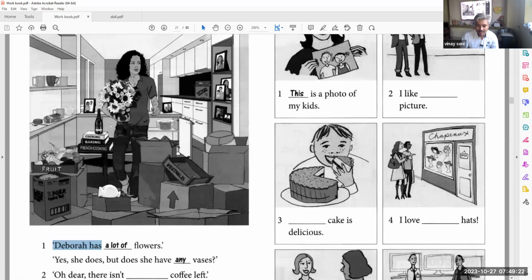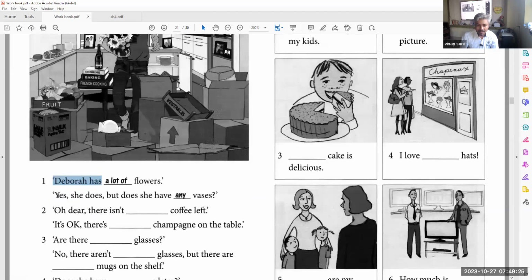She has a lot of flowers. No. B says, yeah, she does. सही बोल रहे हो तुम. Yes, she. Wait. हड़बड़ाने का नहीं है.